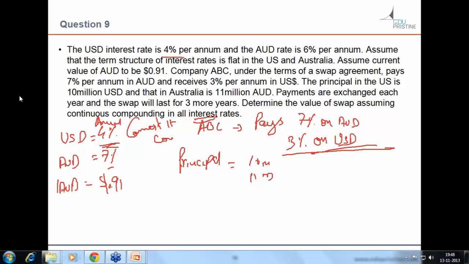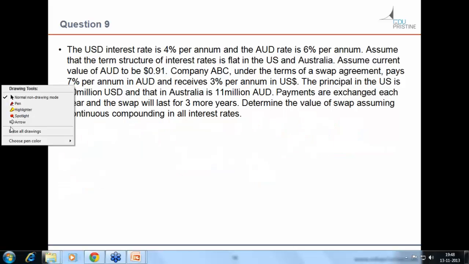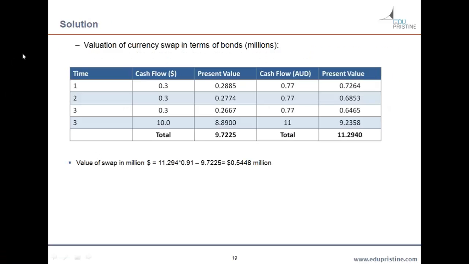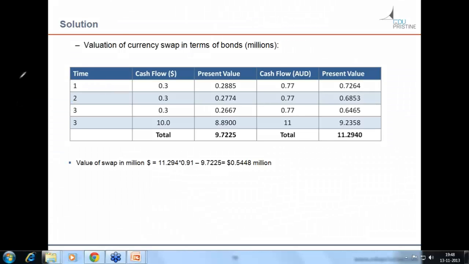I made a table for you. Just have a look at it, and I don't think I need to explain in much detail. So what happens is, the tenure of the swap, it's the time of the swap: first year, second year, third year. The company ABC's cash flow was 0.3 million for all the 3 years, that is the interest it receives, and the principal it exchanged initially is getting paid at the end of the swap.